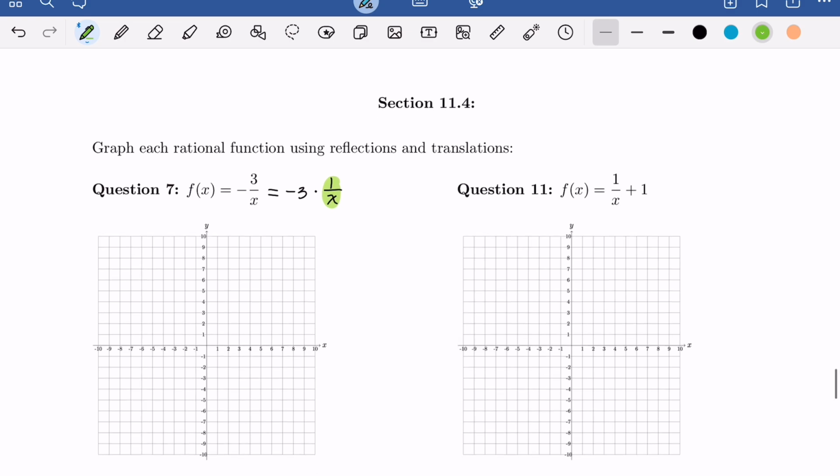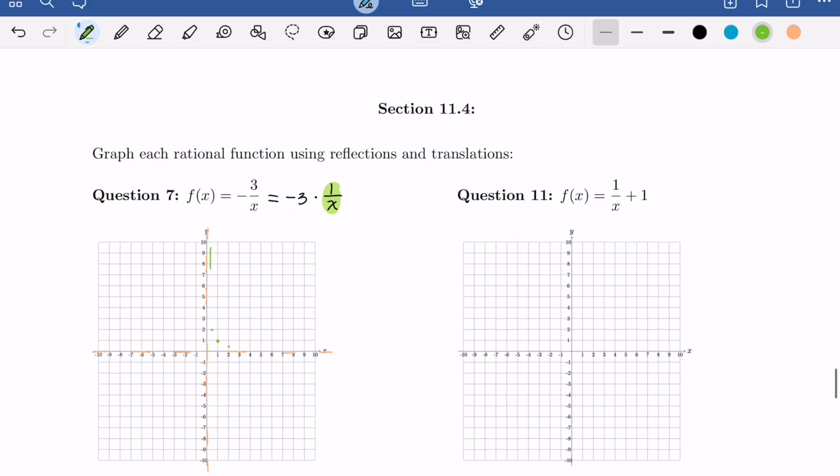So our parent function, this 1 over x, is going to look like this here. If we were to plug in 1, we would get 1. If we were to plug in half, we would get 2. If we were to plug in 2, we would get half, and so on. And we actually have vertical and horizontal asymptotes here on the y and x axis. So our graph is not going to cross these asymptotes here. So our graph is going to look something like this here, and we're not crossing these asymptotes.